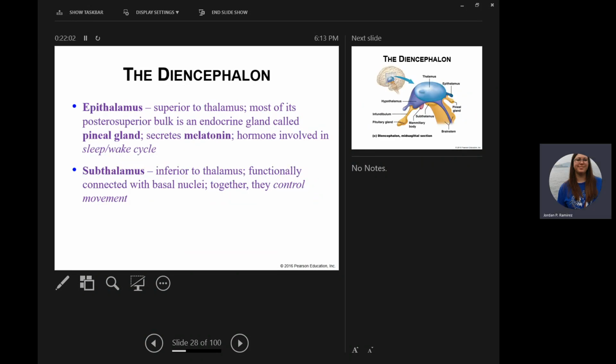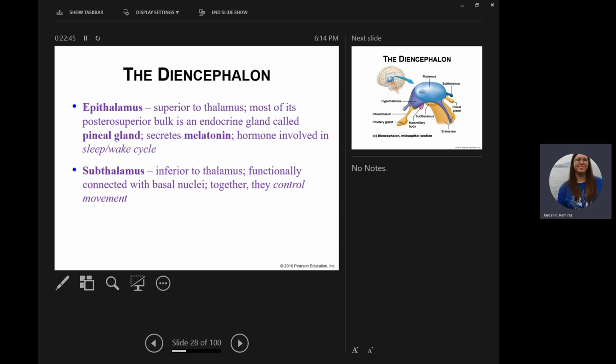The epithalamus, you would think with a name like epithalamus, it'd be over it. It's actually posterior and superior, kind of behind and above the thalamus. Most of its posterior superior bulk is an endocrine gland called the pineal gland. This secretes melatonin, a hormone involved in the sleep and wake cycle. That regulates when you're waking up and when you're sleeping, and some people say mood as well.